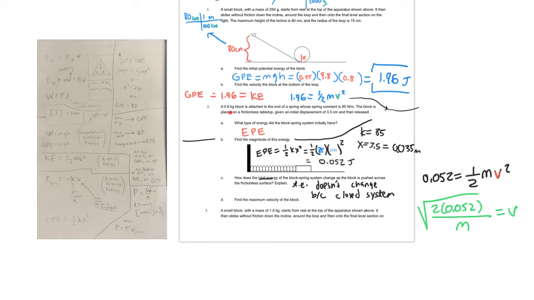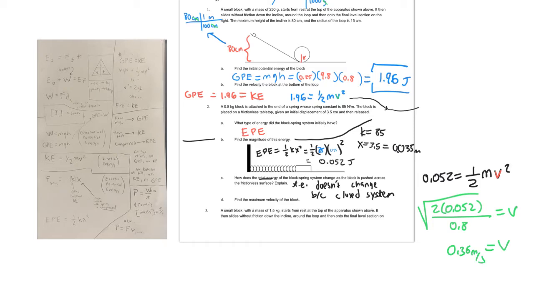The mass is given. It is 0.8, so we're going to simply put that in here, right? 0.8. And at this point, we can just plug this whole thing into the calculator. And that would give us approximately 0.36, and that's meters per second.